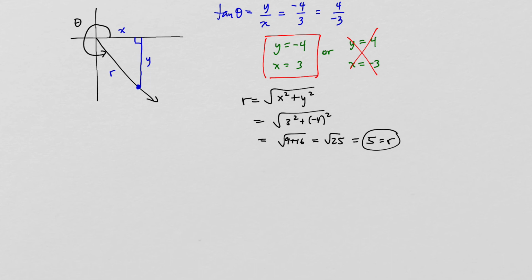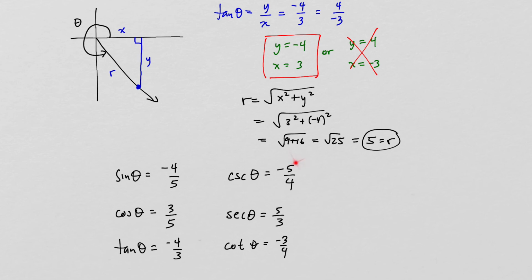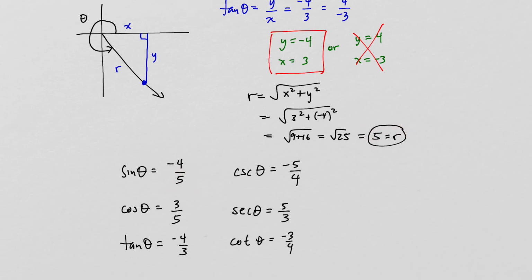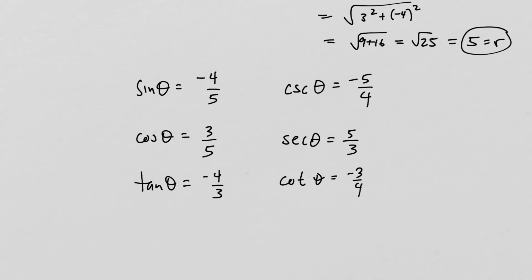And from here, we can go ahead and get our 6 trigonometric ratios. And here they are for your reference. Now, I left out the definition. That's because we should start to get used to the fact that, for example, sine of theta is y divided by r, y is negative 4, and r is 5. So I'm simply plugging those values in, and the same thing for the rest. All right, so this concludes 1.3.